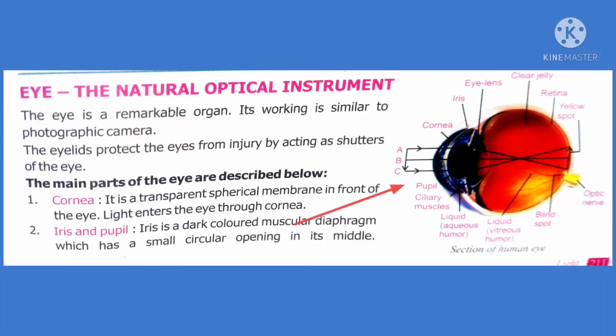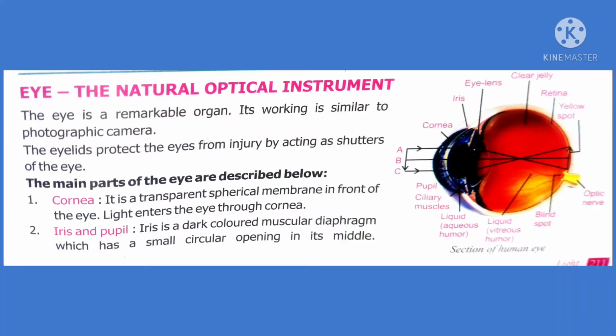Eye is an important organ of our body. It works like a camera. Our eye is protected by the eyelid. Now tell me, what is the function of the eyelid? The eyelid protects our eyes from injury.